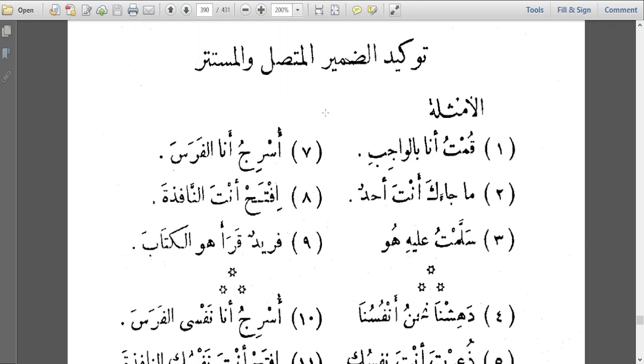We meet once again on our النحو الواضح lessons. Inshallah, today we discuss توكيد الضمير المتصل والمستتر. I think this will be the last lesson on the topic at-توكيد.